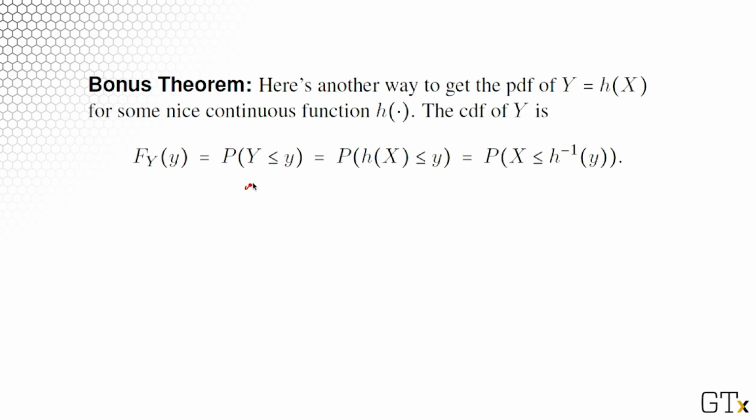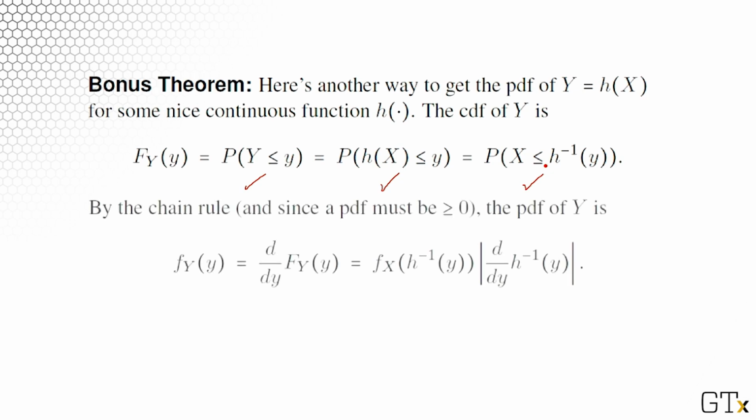The CDF of Y is, by definition, the probability that Y is less than or equal to y. I'm lazy, so I plug in Y equals h of X, and then I take the inverse of both sides. If h is nice and continuous, I can take the inverse, and that gives me the probability that X is less than or equal to h inverse of y. By the chain rule, and since the PDF has to be greater than 0, I take the derivative of this thing right there. Little f of y is the PDF of Y. I take the derivative of the CDF.